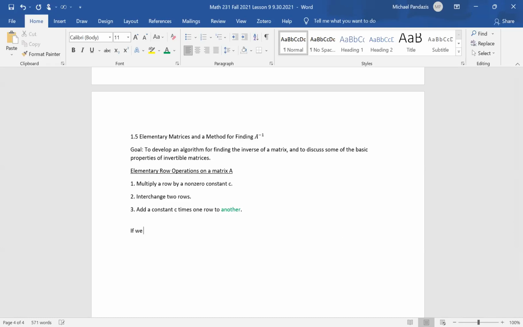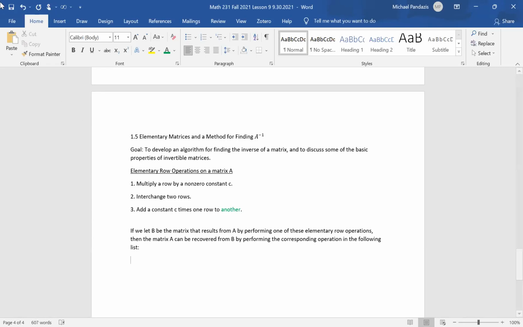Okay, so if we let capital B be the matrix that results from A by performing one of these elementary row operations in the list, then the matrix capital A can be recovered from B by performing the corresponding operation in the following list.